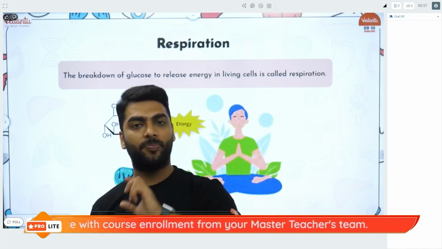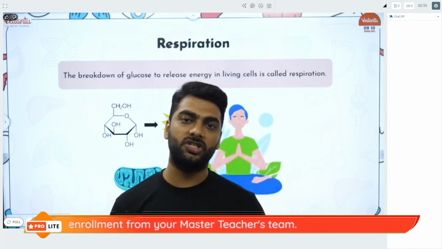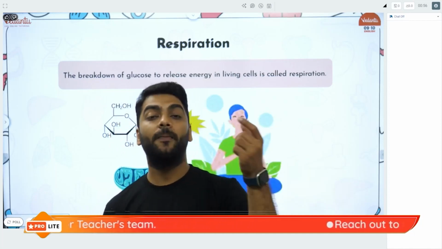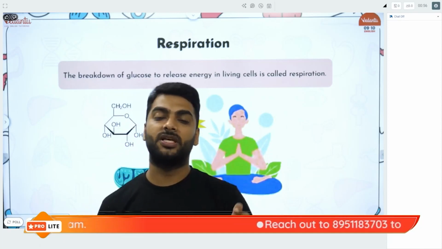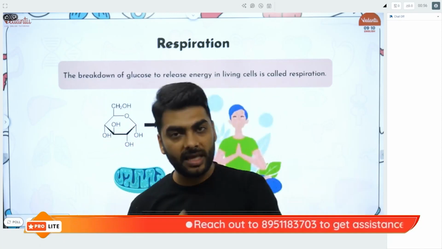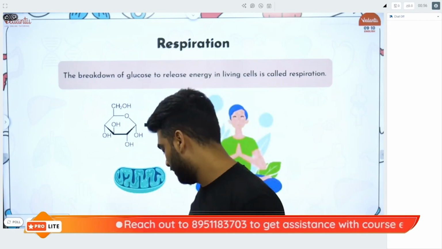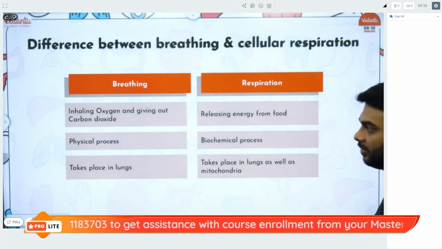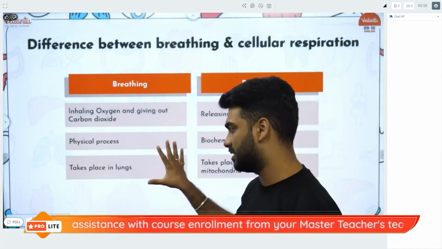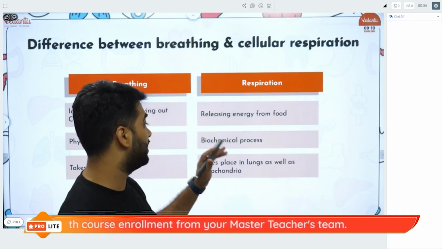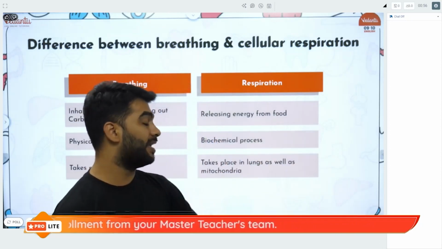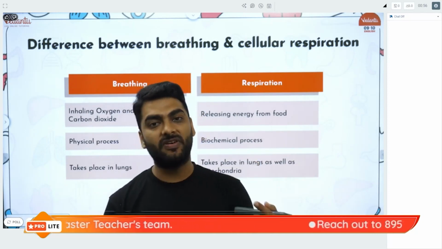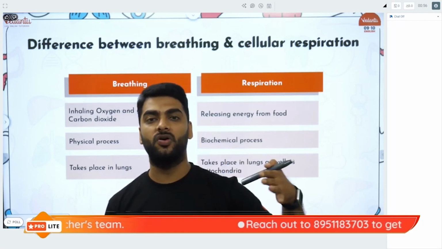So breathing is a process of taking in oxygen and giving out carbon dioxide, which is a combination of inhalation and exhalation. But respiration is the process of breakdown of glucose with the help of oxygen to release energy. So that is what is respiration. Now, respiration and breathing. Breathing is inhaling, exhaling. It's a physical process. It takes place in the lungs. Respiration is a biochemical process which takes place in the mitochondria of each and every cell of your body. So that is why we call mitochondria the powerhouse of the cell.